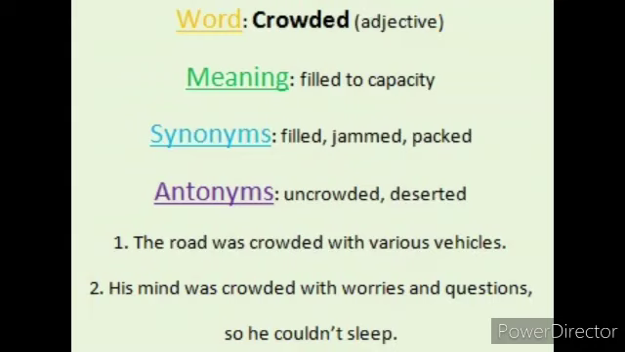Let's frame sentences with the word crowded. The road was crowded with various vehicles. Second one, his mind was crowded with worries and questions, so he couldn't sleep.